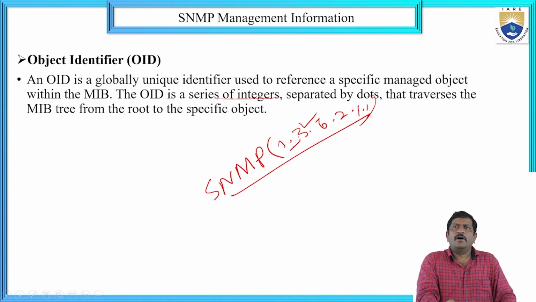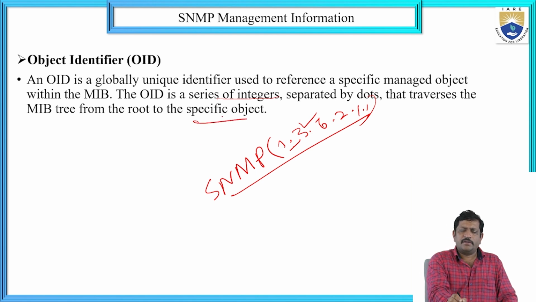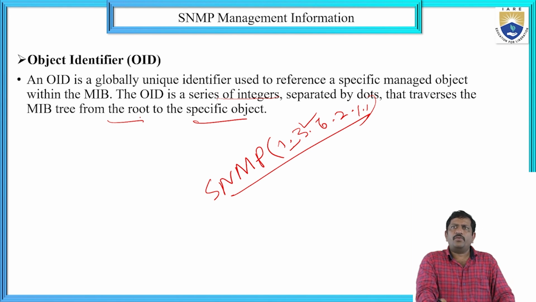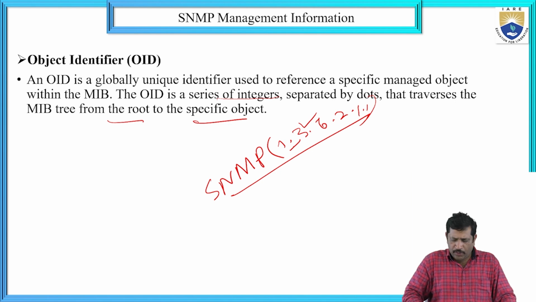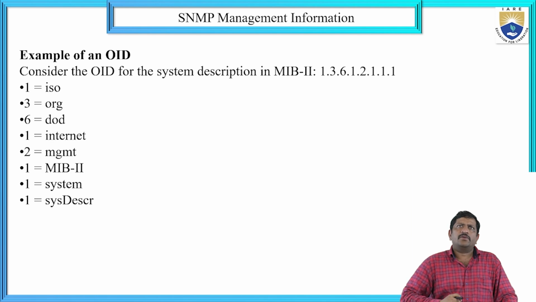Each object is separated by a dot that traverses the MIB hierarchical tree from the root object to the specific object. Whatever object we have to identify, for example from the system, we want to transfer the information of the system objects, from root to system to the specific system object, and then we can transfer the data. That is an object identifier. So, an example of an object identifier.